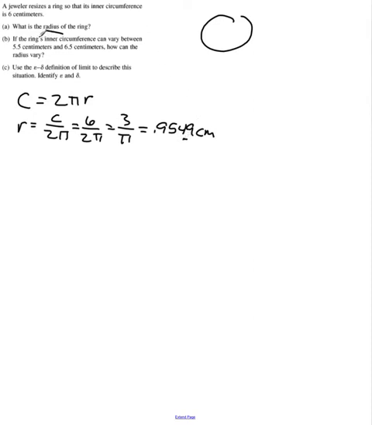Now, if the ring's inner circumference can vary between 5.5 and 6.5, how does the radius vary? Okay, let's do B in a different color. If r is c over 2 pi, here are my two choices. If it can be 5.5 centimeters, I'm going to put 5.5 in there, divided by 2 pi.